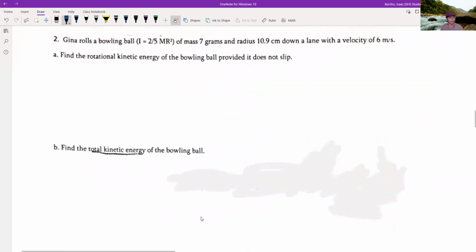All right. We have Gina, who rolls a bowling ball with a mass of 7 grams. Write that down right now, it's always good to do. 7 grams. Oh, that's so stupid, because it's 9 kilograms. So convert that, and that is 0.007 kg. They do that sometimes. You have to make sure you use the right units. Always kilograms, always meters. But how do you do that?